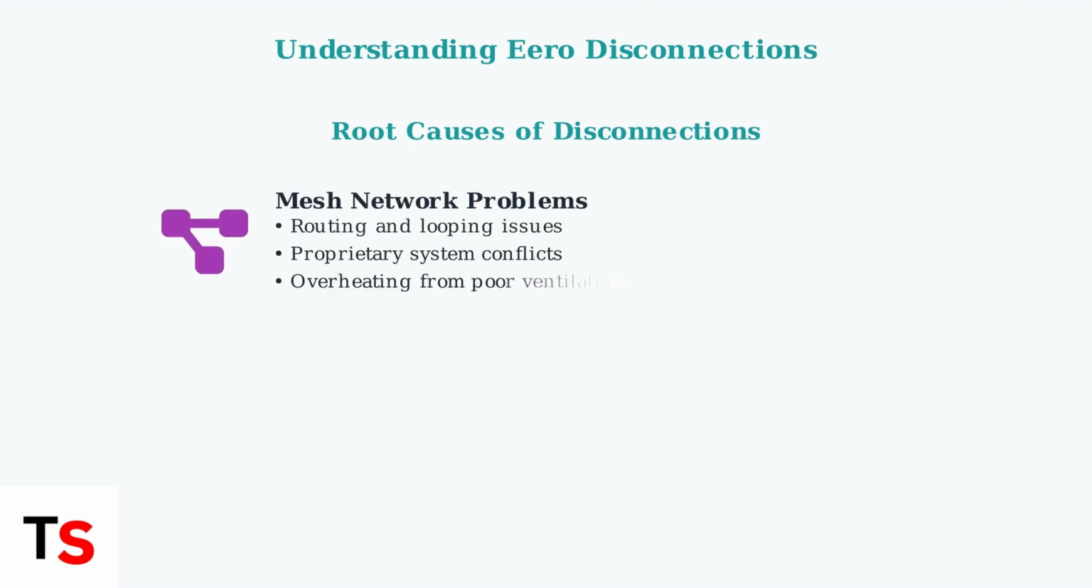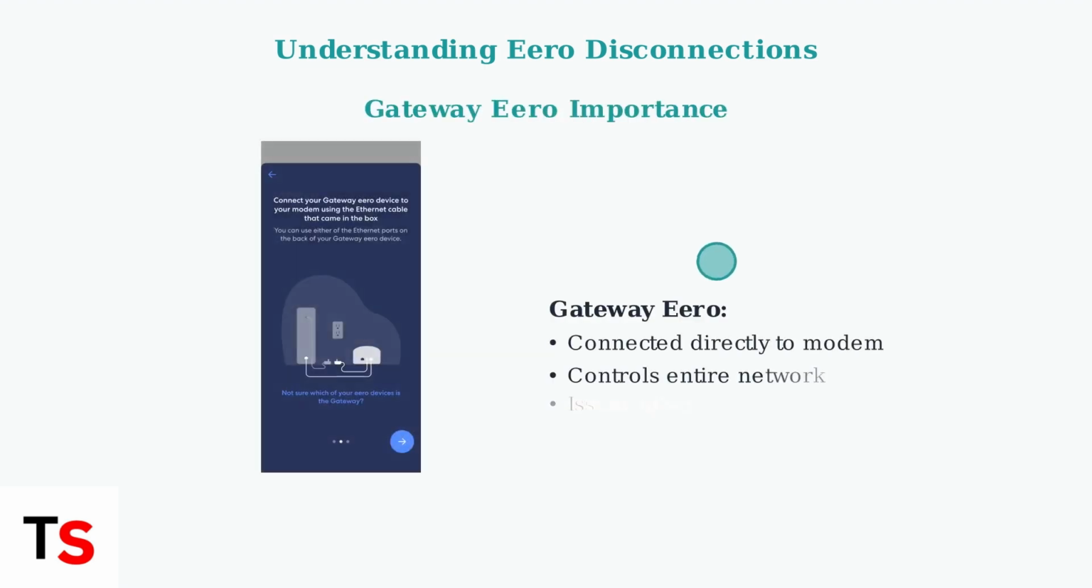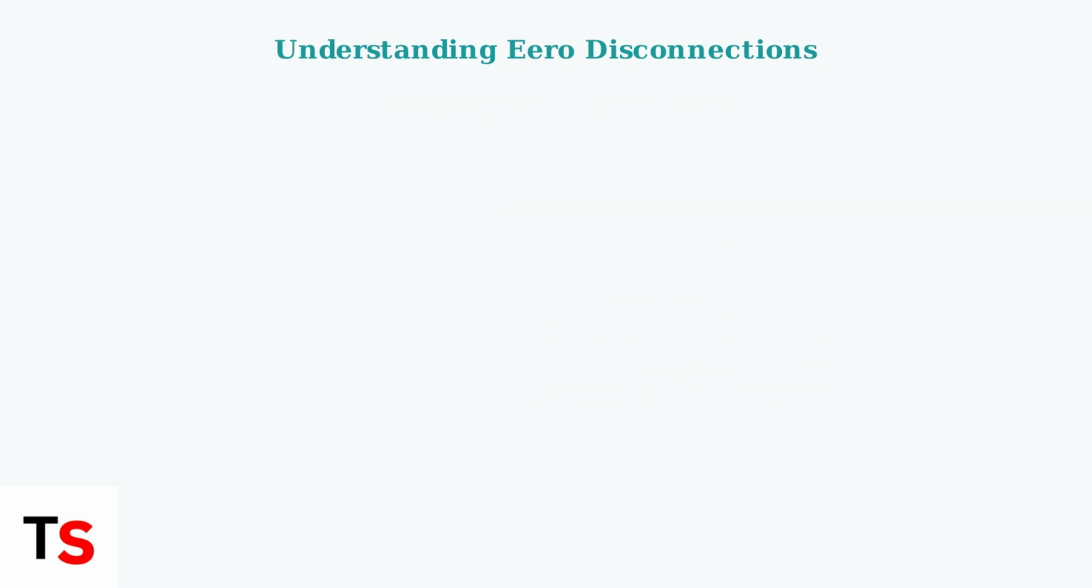Mesh network complexity can also cause routing and looping issues. Eero's proprietary mesh system, while powerful, can sometimes create conflicts that lead to disconnections. Additionally, overheating from poor ventilation can affect device performance. The gateway Eero device plays a crucial role in your network. This is the unit connected directly to your modem, and issues with this device can affect your entire network. The Eero app helps identify which device serves as your gateway.